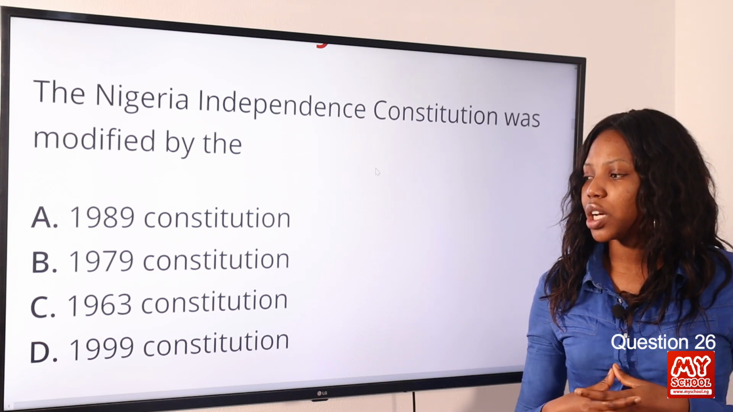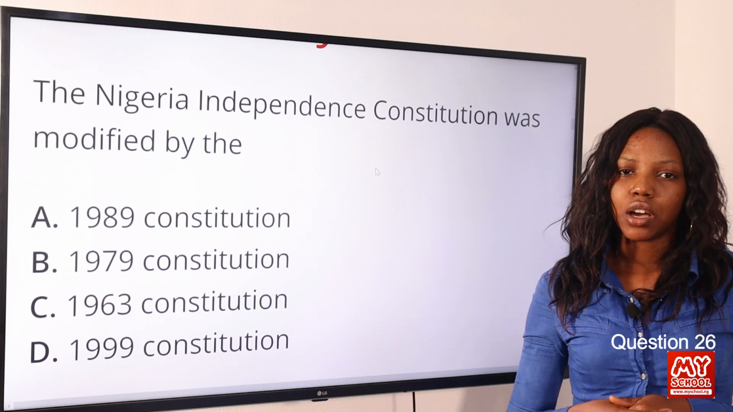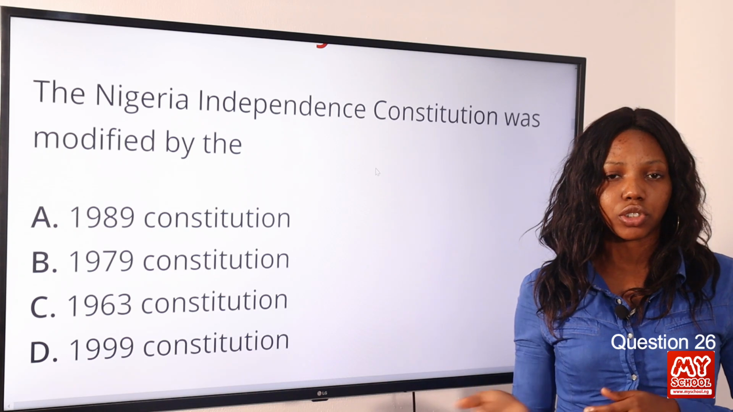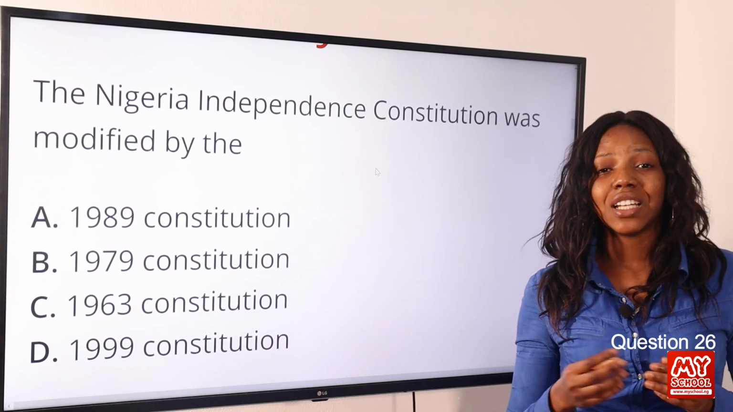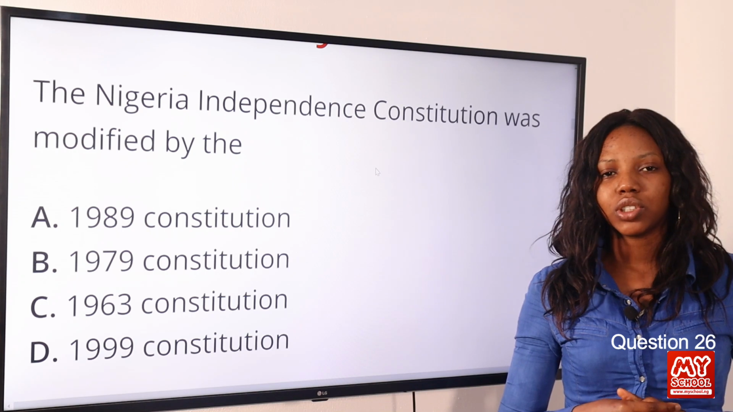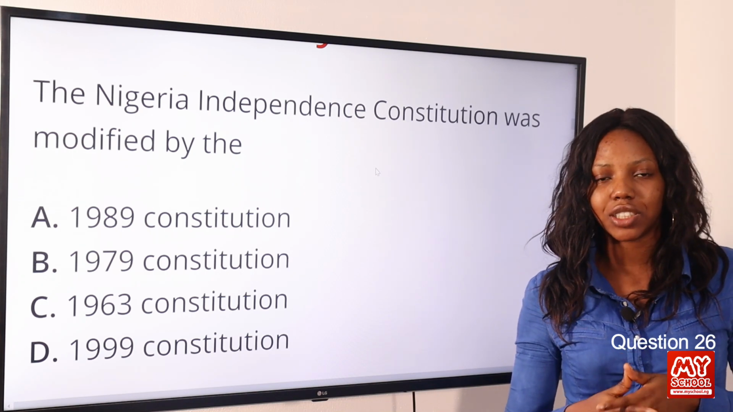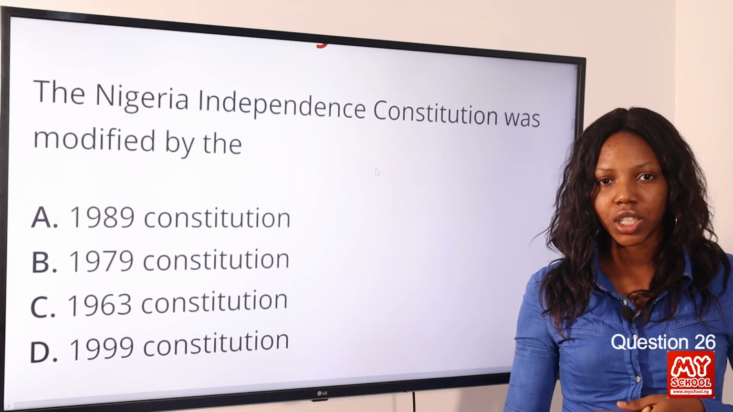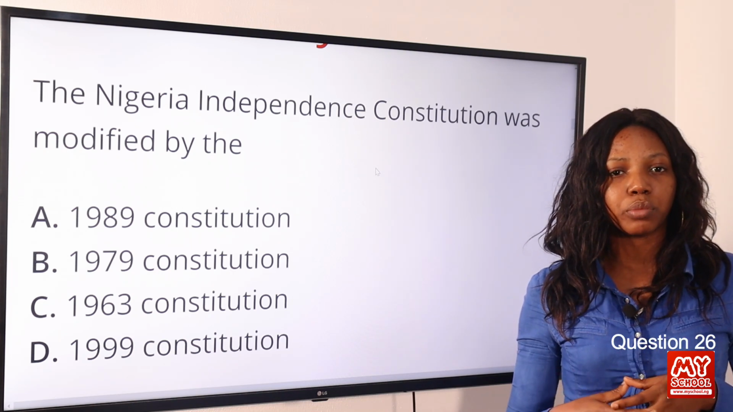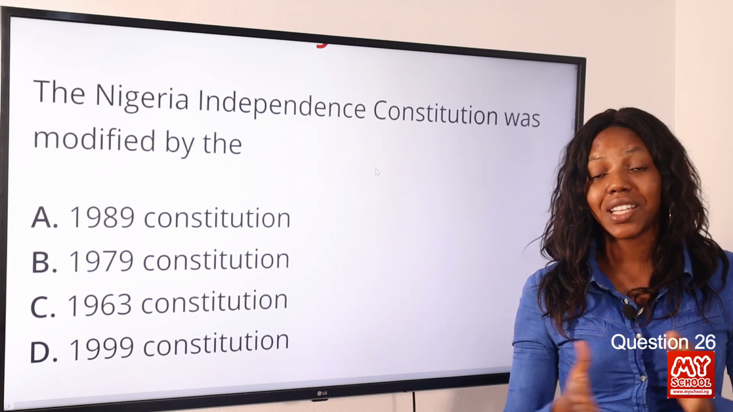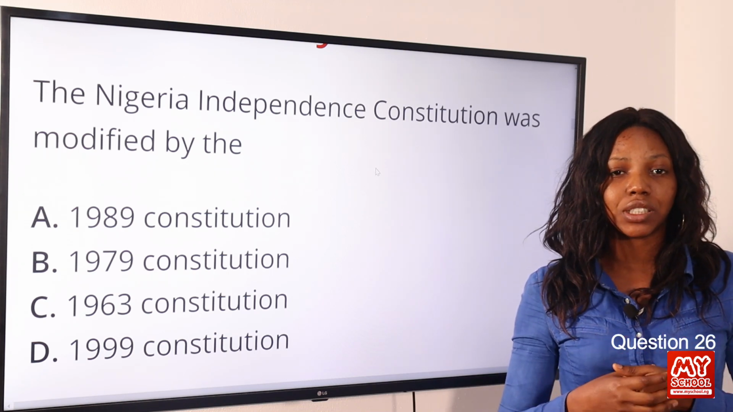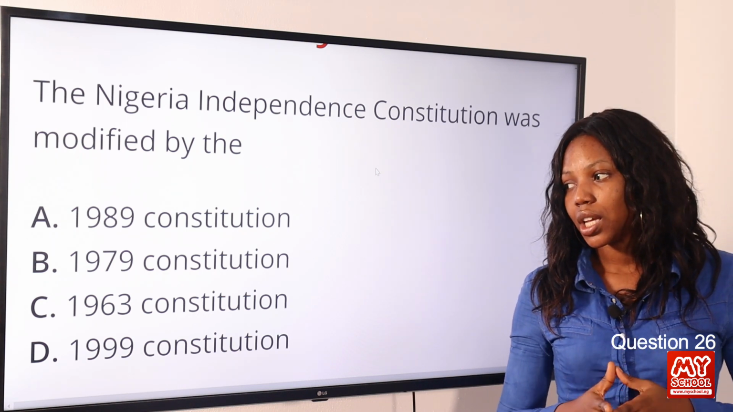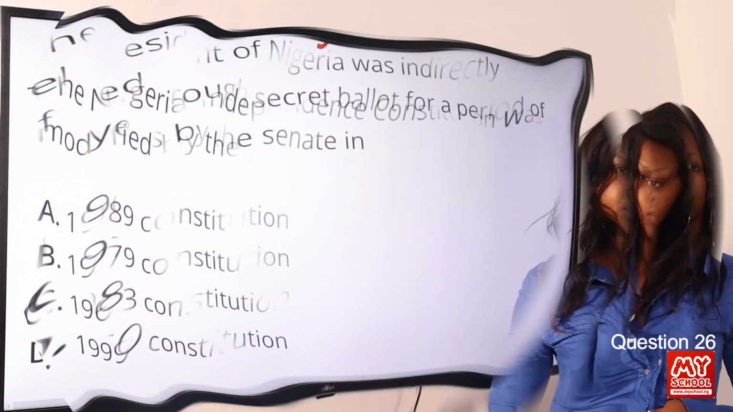This constitution is marked by the Republican government of Nigeria, and it was a modification of the Nigerian Independence Constitution of 1960. That Independence Constitution of 1960 was considered a partial independence because it did not bring complete, total sovereignty to the country. Now, the 1963 Constitution was a modification because the Queen of England ceased to be the head of state and an elected president became the head of state. So the answer to this question is option C, 1963 Constitution.